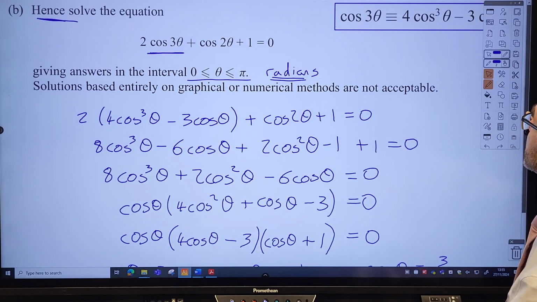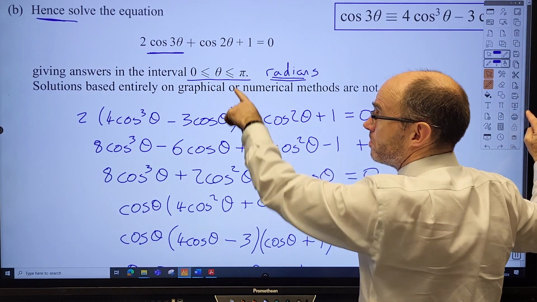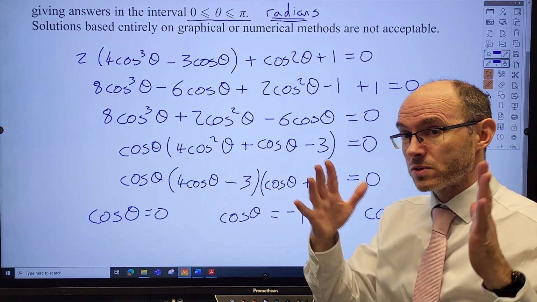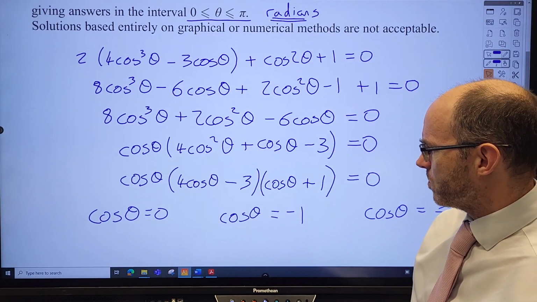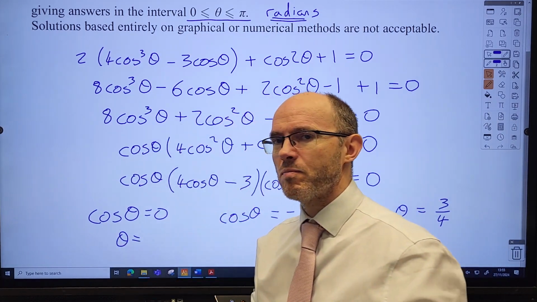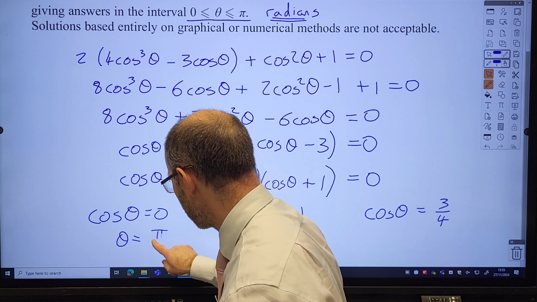And let's just remind ourselves what the interval is: between 0 and pi, which is nice because it's a shorter domain, isn't it? So between 0 and pi. So cos theta equals 0. Theta equals, what is it? Pi over 2. Now use your calculator if you wish.